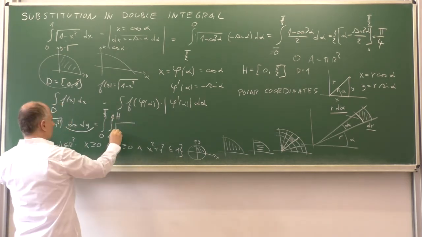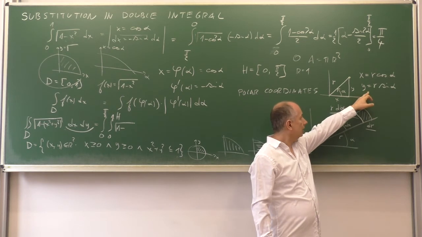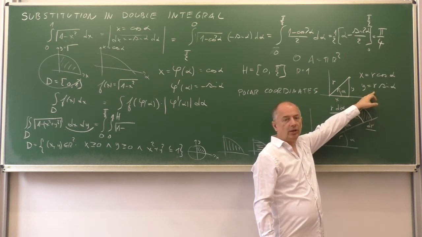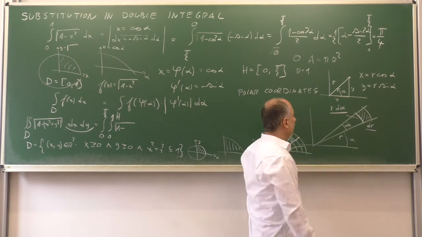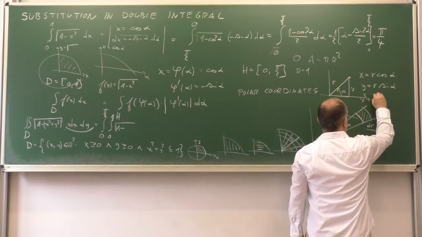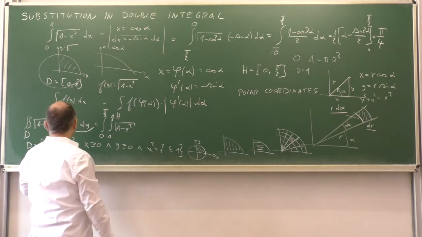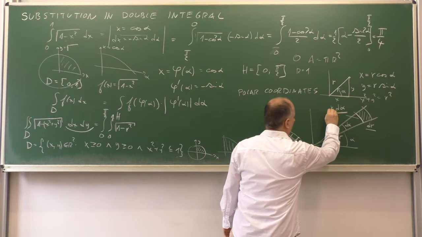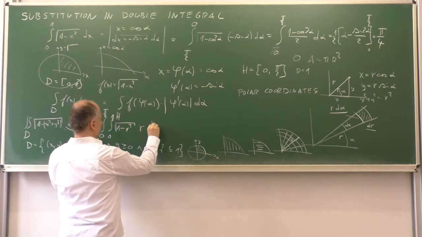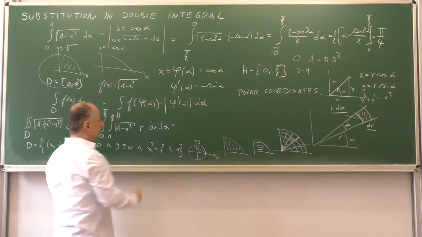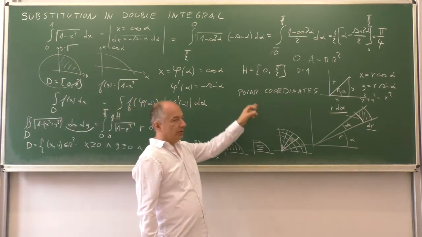Now we have the square root of 1 minus, and x squared plus y squared is r squared cosine squared plus r squared sine squared. We can factor out r squared, and we multiply by cosine squared plus sine squared, which is equal to 1. So x squared plus y squared is r squared. So we have 1 minus r squared. And instead of dx dy, we write r dr d alpha. So this is the substitution in a double integral using the polar coordinate system.